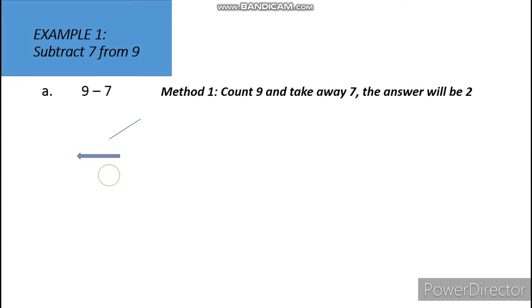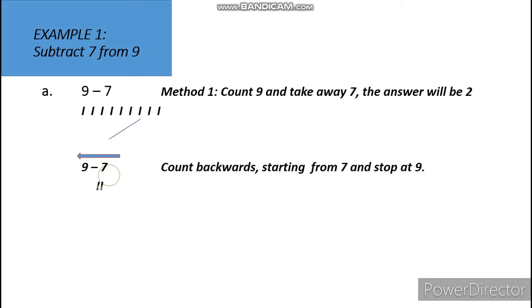Now here's an example for you. Subtract 7 from 9. Using the basic methods of counting, you have 9 and you're told to subtract 7 from it. The first method is you count 9 and take away 7, and of course the answer will give you 2. You can try it out, you can see from the illustration.